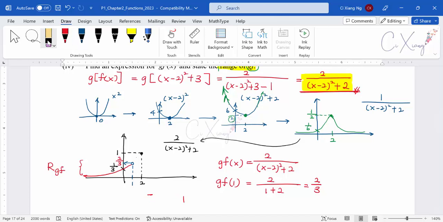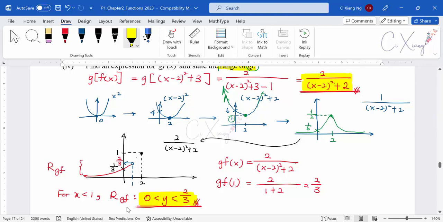Okay, right, so from this diagram, you can try to write out the range for the composite function gf, which means that for x smaller than 1, the range of gf is actually between 0 until the value 2 over 3. Okay, so how to decide? You can get it actually from the graph. Okay, so you can see that the graph is bounded between the value 0 and also 2 over 3 only. They will not go beyond 2 over 3 and below the x-axis. Therefore, this is actually the range of our composite function gf.